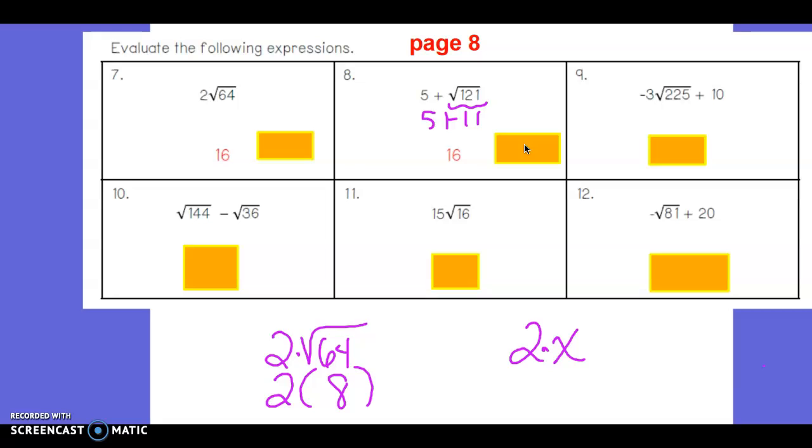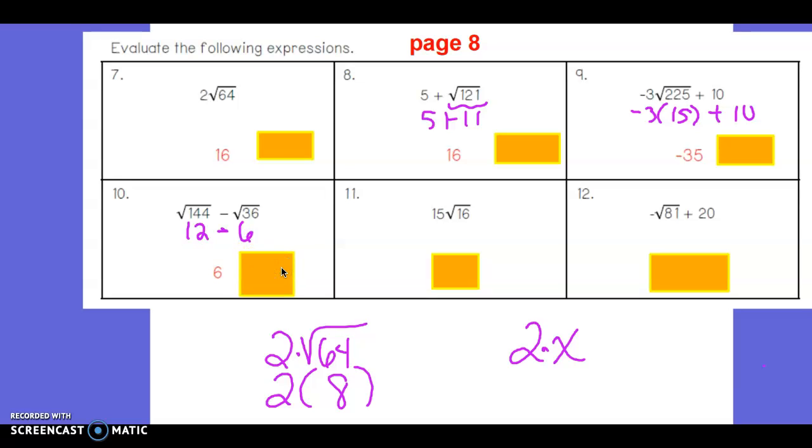Number 9 involves both of those skills. You're going to take -3 times whatever the square root of 225 is, that was 15, and after you do that, you'll add 10. Remember to follow the order of operations. So -3 times 15 is -45, and -45 plus 10 will give you -35. Problem number 10, the square root of 144 is 12, the square root of 36 is 6, take 12 minus 6, and your final answer is 6.